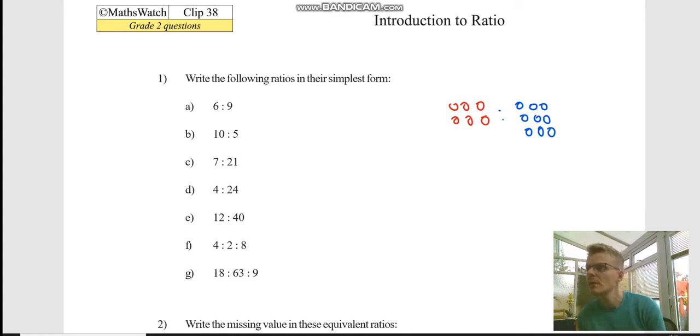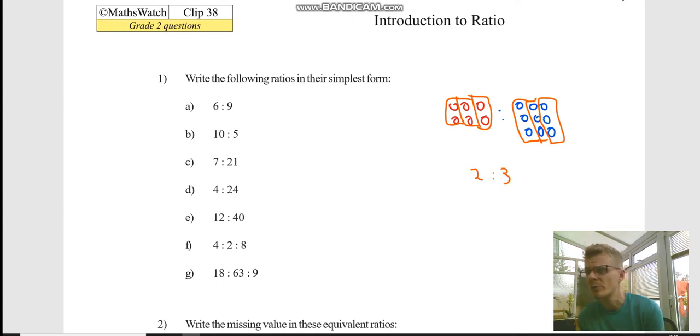What if I broke up, let's go orange, each of my groups of 3 into groups like this. So over here I've got 3 groups of 2, and over here I've got 3 groups of 3. If we put a box around this one and a box around this one, we can see that for every 2 red counters on this side, I get 3 blue counters on this side. So actually our ratio could be written as 2 reds for every 3 blues.